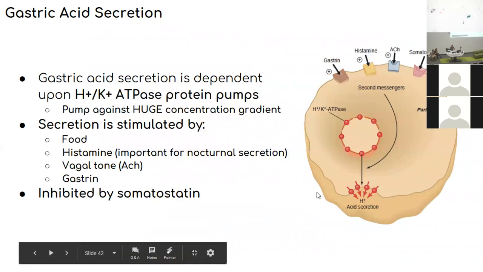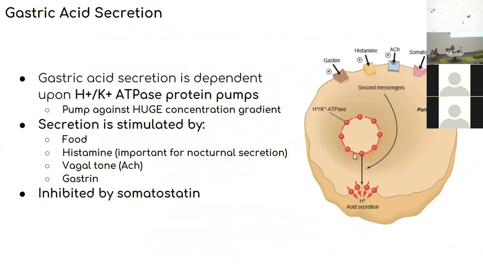So just going into what will stimulate this acid secretion again. The biggest part is getting those hydrogen potassium ATPase pumps onto the luminal surface. And what will do that is gastrin, histamine, acetylcholine. Acetylcholine is our parasympathetic rest and digest kind of function. They will promote the insertion of these pumps into the luminal wall and increase acid secretion. Histamine is important for nighttime acid secretion. And as we've said, somatostatin will decrease the acid secretion.